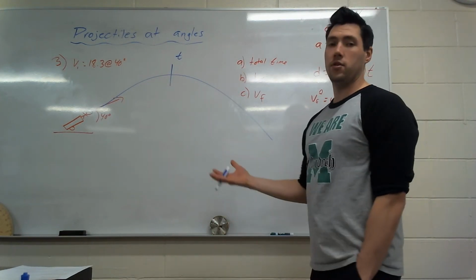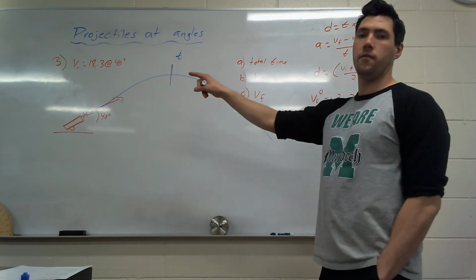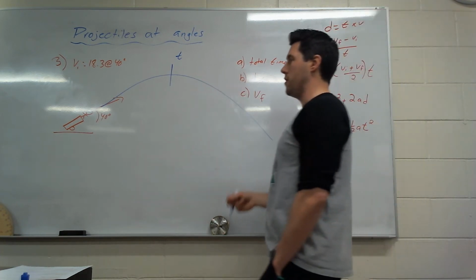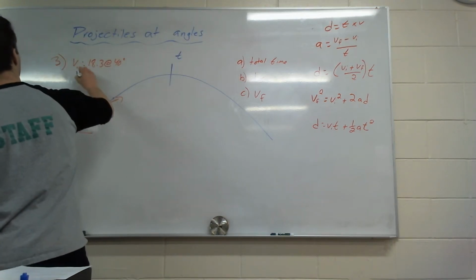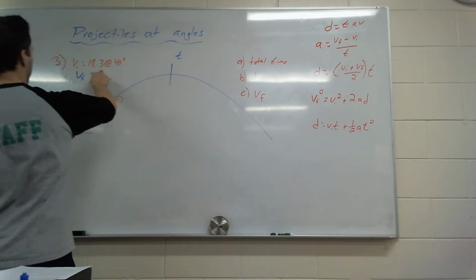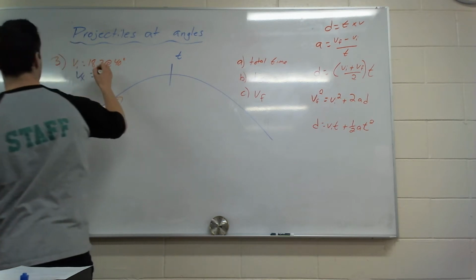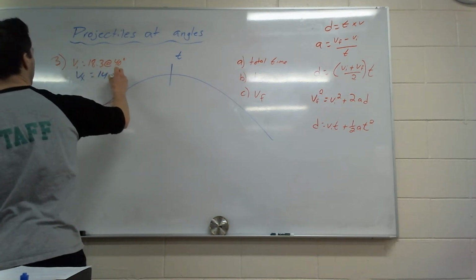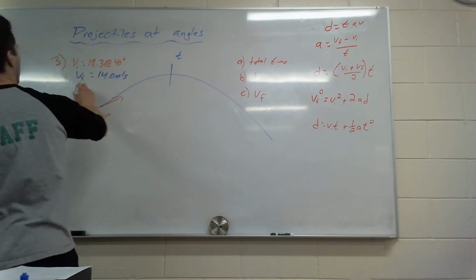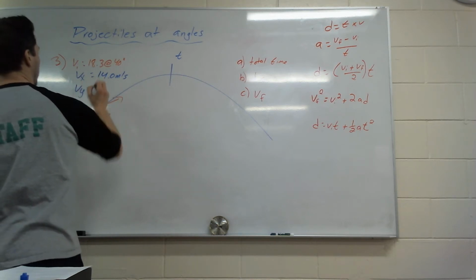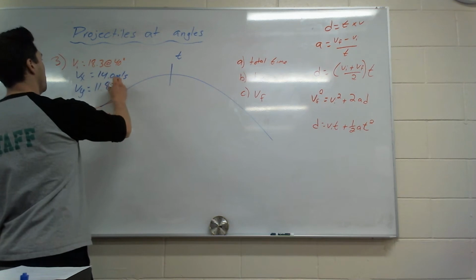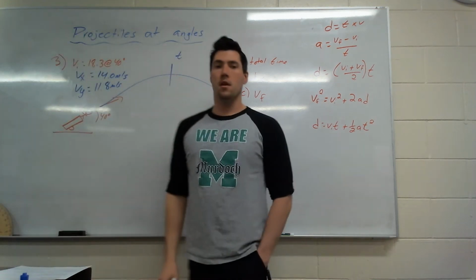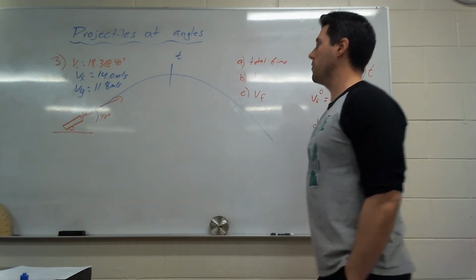Again, first thing we have to do before that is break our velocity into our Vx and our Vy. So if I go cos of 40 degrees times 18.3, I get a Vx of 14.0 meters per second. That is going to stay constant. My Vy is 11 point something, 11.8 meters per second. Okay, so there's my Vx, my Vy.